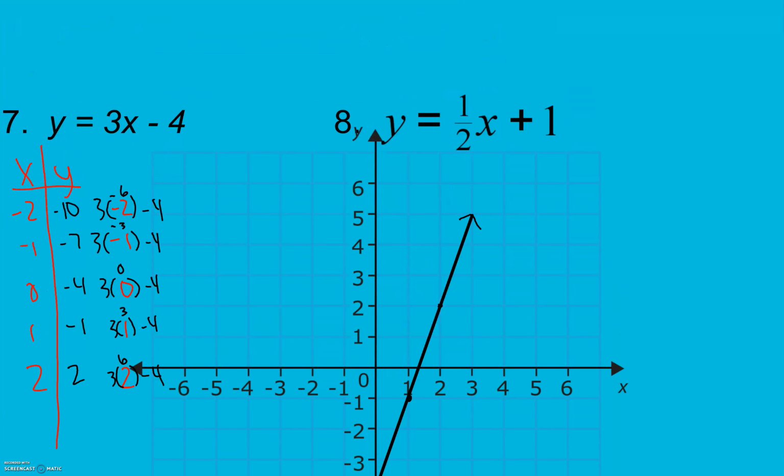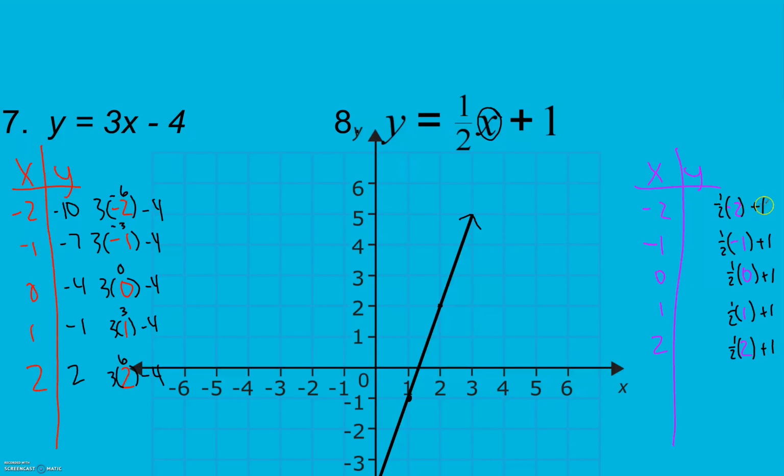Same idea here with number 8. Again, we're going to pick x values. -2, -1, 0, 1, and 2. I take those x values and plug them into my equation. So I plug them in for the x. So here I have half times x plus 1, half times x plus 1, half times x plus 1, half times x plus 1, and half times x plus 1.